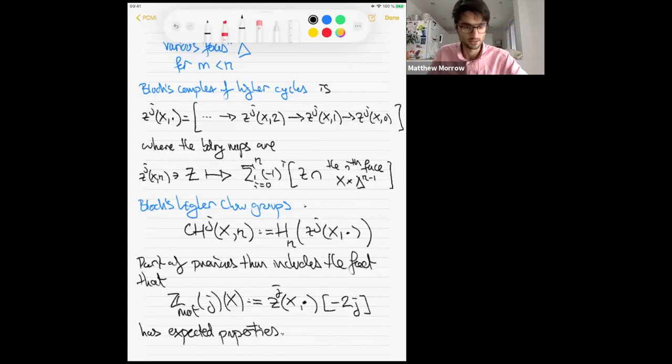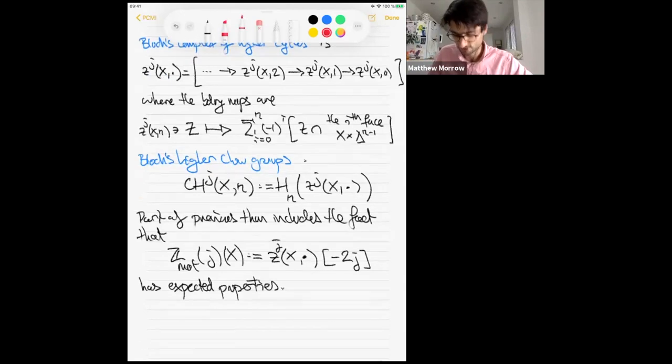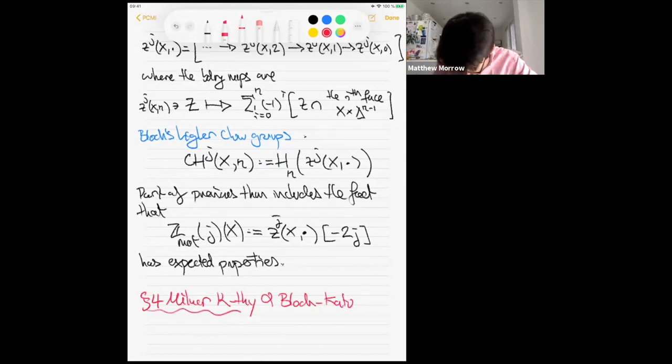And so I'd like to finish by returning to some more concrete aspects of the story, namely Milnor K-theory and Bloch-Kato. Because these in principle have nothing to do with higher algebraic K-theory nor motivic cohomology, but their proof passes through all this machinery.